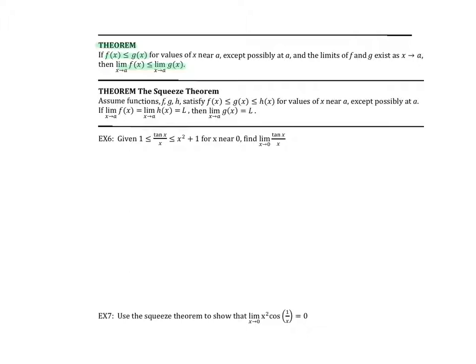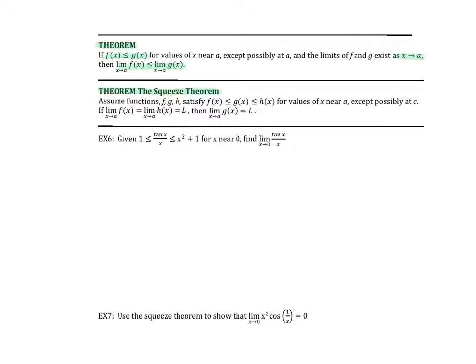Okay, and here we're just assuming that we're looking at x going to some a, so near some a value. However, that theorem is going to give us what we call the squeeze theorem. So the squeeze theorem we use if coming in from both sides doesn't work, or algebra doesn't work, and we get this weird form that we can't work with.